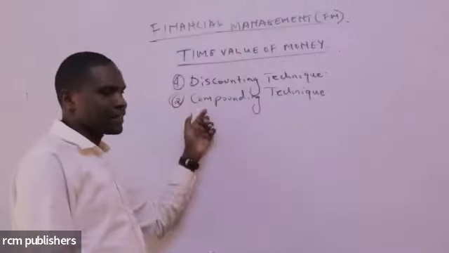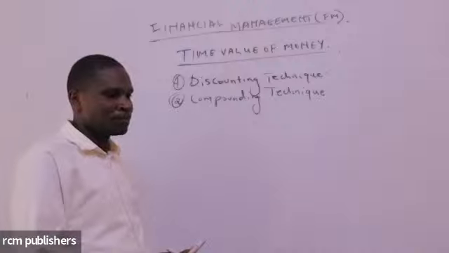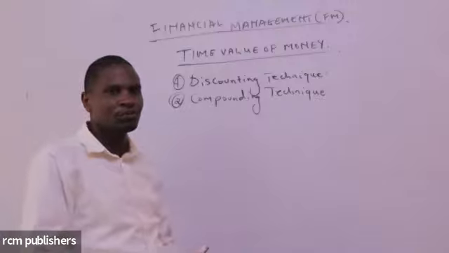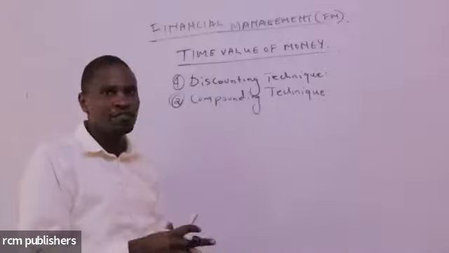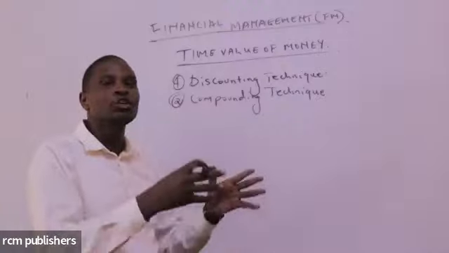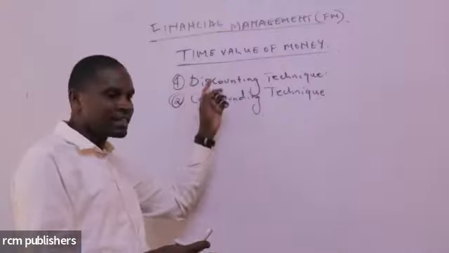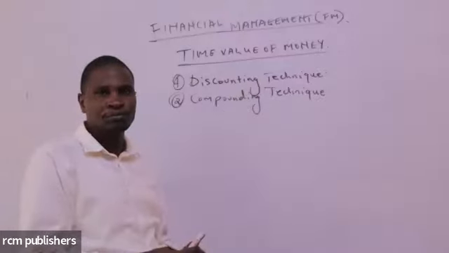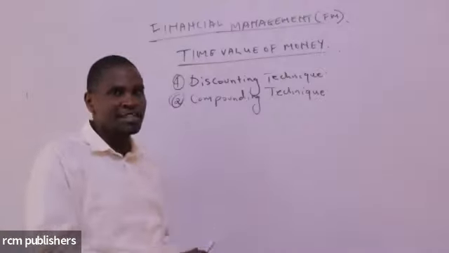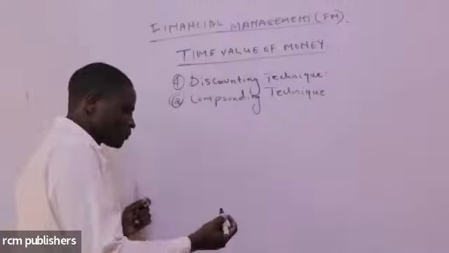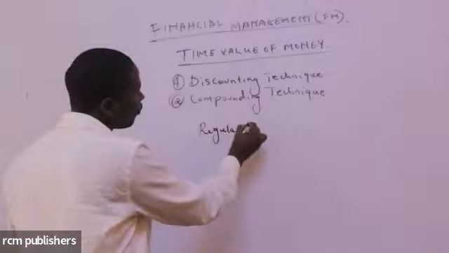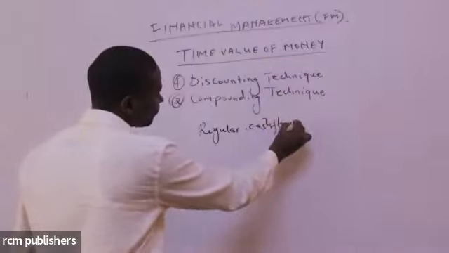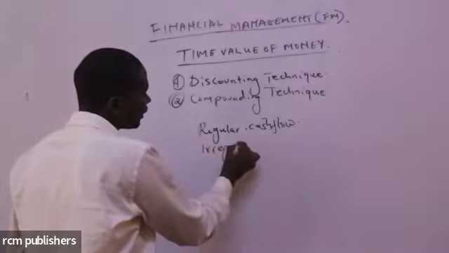Compounding deals with the future. In fact, this is a technique that helps you change the present value of money into future value. Or else, the discounting technique will help you to change the future value into present. For example, remember we have two types of cash flow. We can have a regular cash flow and irregular cash flow. So we shall be talking of the cash flow here.